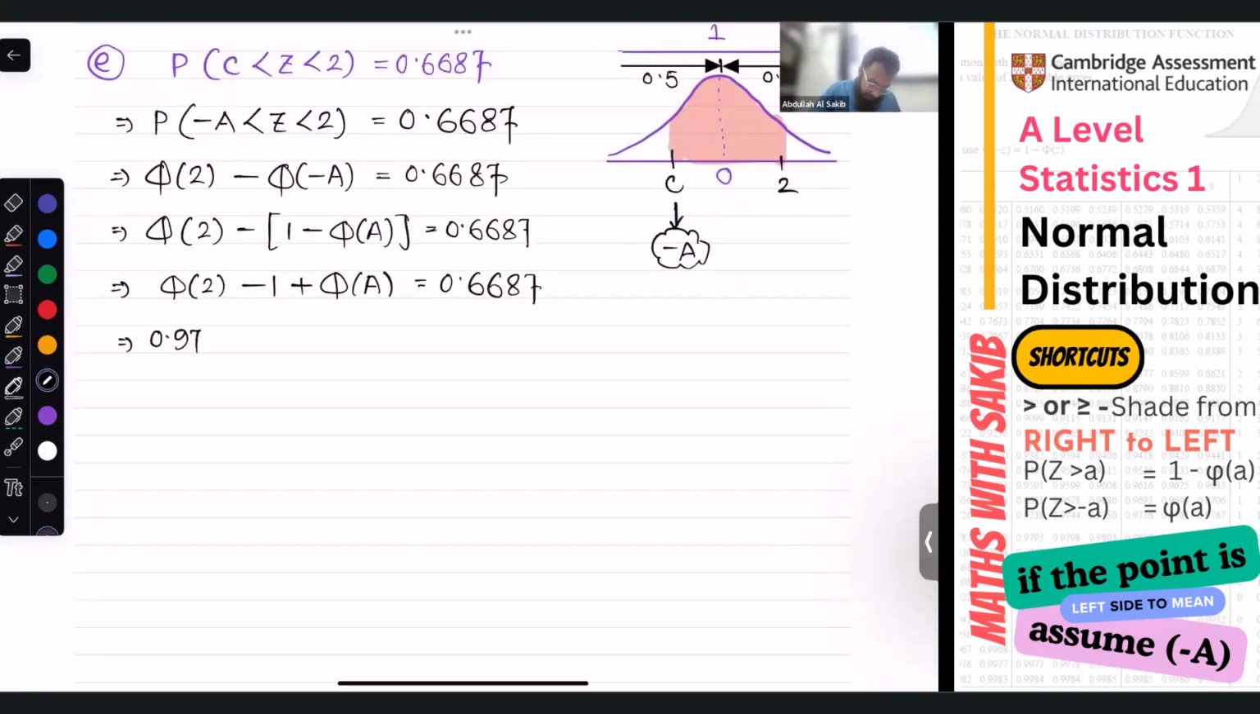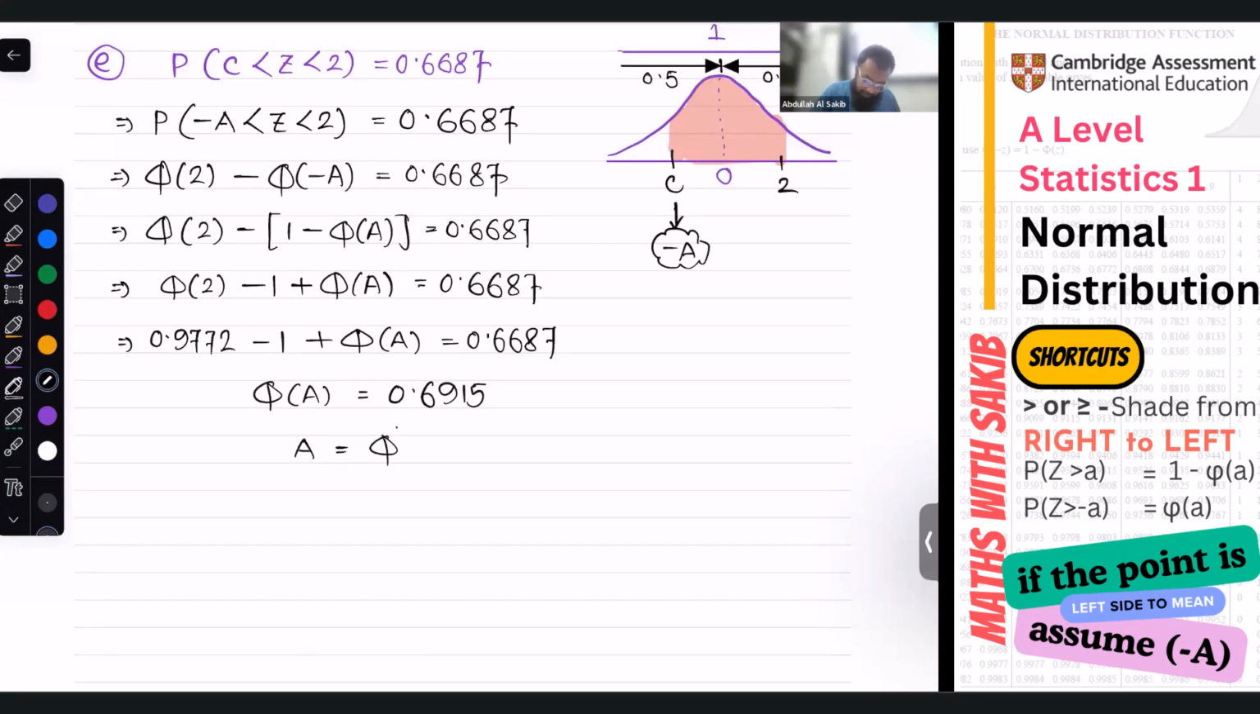So 0.9772 minus 1 plus phi of A, and 0.6687. So find the value of phi A. So 0.6687 plus 1 minus 0.9772. So that is 0.6915. So what will be the value of A then? Phi inverse. So do you understand? Can you tell me the value of phi inverse 0.6915 from the table?